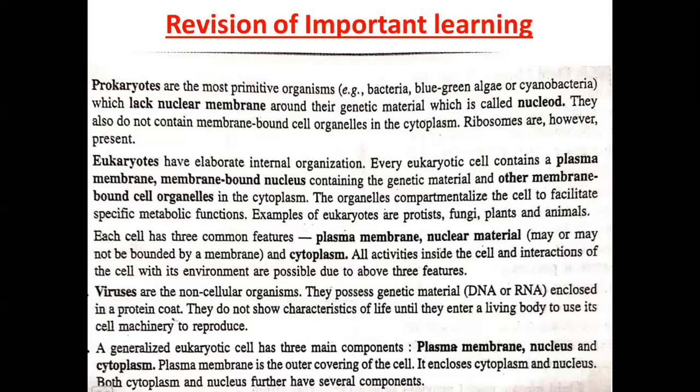A generalized eukaryotic cell has three main components: plasma membrane, nucleus, and cytoplasm. The plasma membrane is the outer covering of the cell. It encloses the cytoplasm and nucleus. Both cytoplasm and nucleus further have several components.